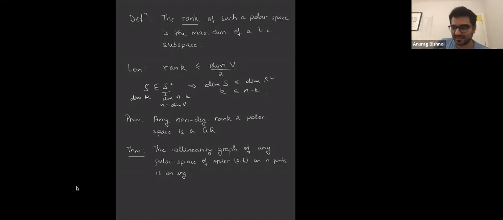Finally, this is a very nice exercise, and it's there in the exercise sheet: if you take the collinearity graph of any polar space that has some order. Here, unlike generalized quadrangles, we are not going to prove that just from the axioms you get an order (s, t), that there are a constant number of points on each line and a constant number of lines through each point. But if you assume they have an order and say n points, then you can prove that the collinearity graph is actually a strongly regular graph.